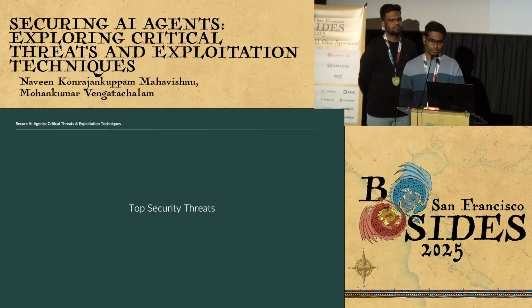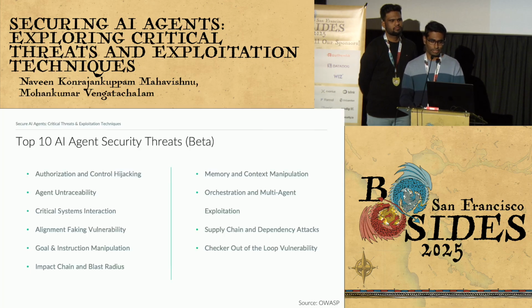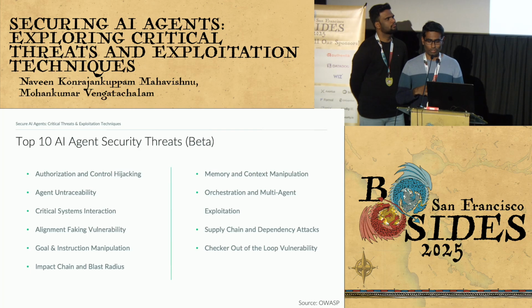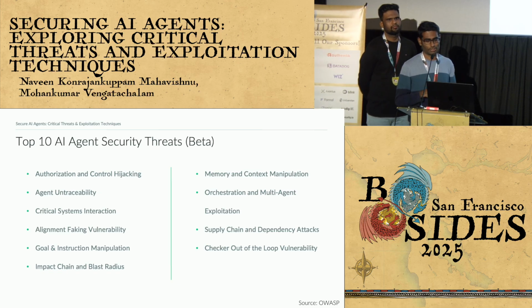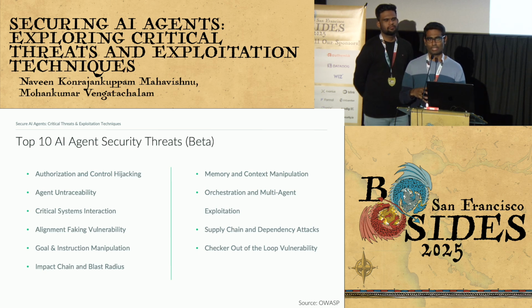So let's look at the top AI agent security threats. Here are the OWASP top 10 security risks associated with AI agents. The number one is authorization and control hijacking. This happens when an attacker tricks or tampers with the AI agent's permission system, making it do things that it's not supposed to, while appearing to act normally. We're going to see a deep dive on authorization and control hijacking in a moment.